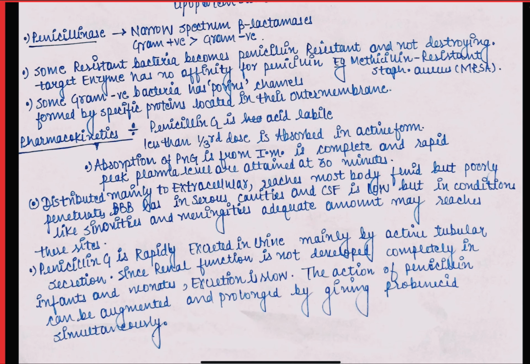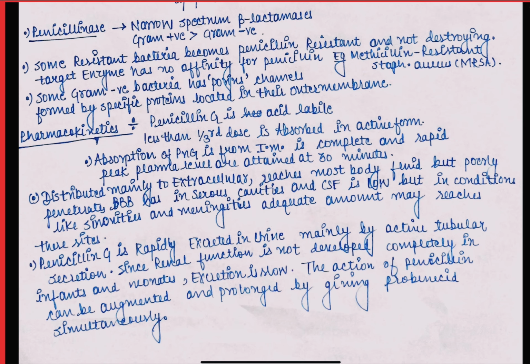Now we should talk about pharmacokinetics. Penicillin G is acid labile, which means it is destroyed by gastric acid. As such, less than 1/3 of the oral dose that has been given is absorbed in an active form. Absorption of penicillin G from the intramuscular route is complete and rapid, and the peak plasma levels are attained in 30 minutes.